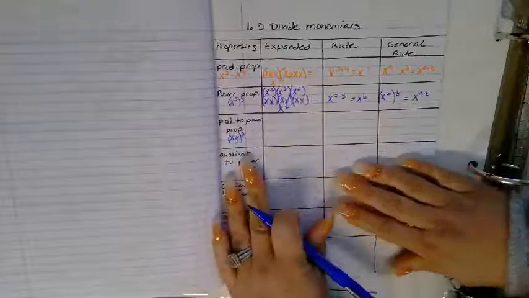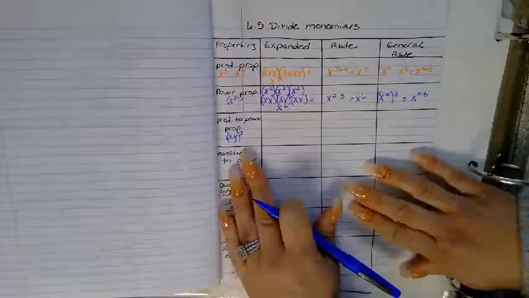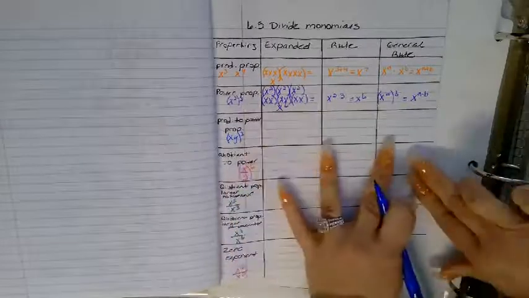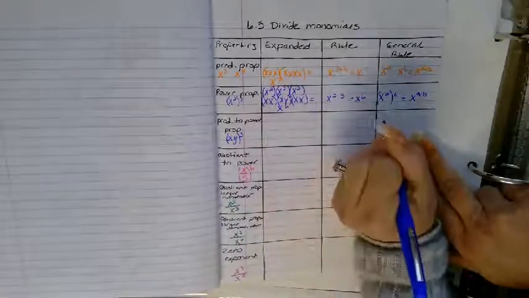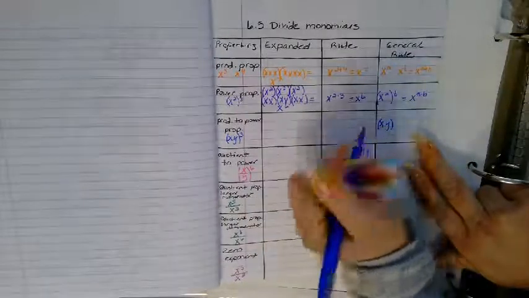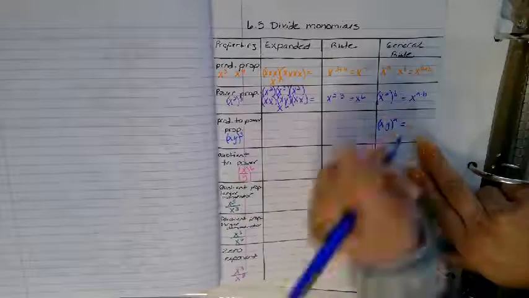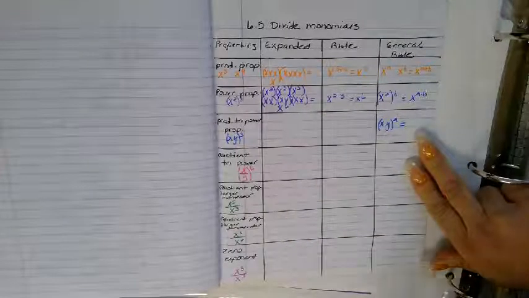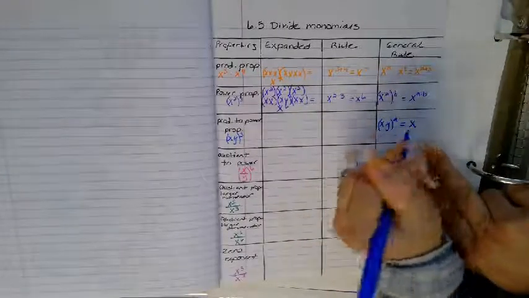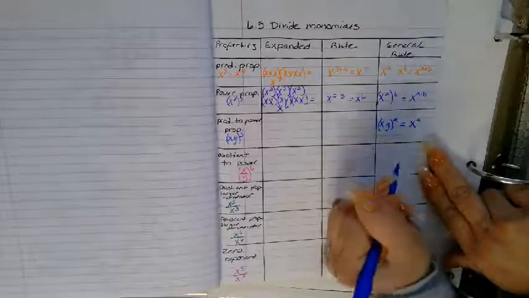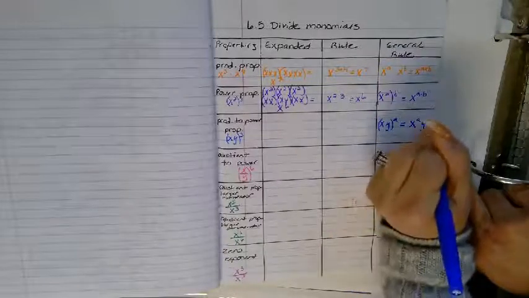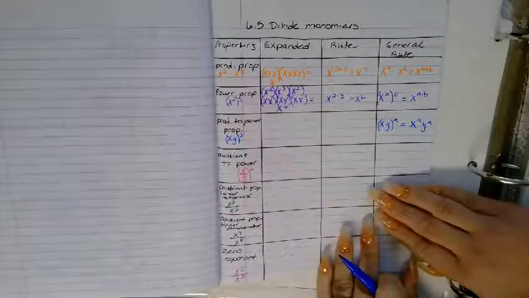All right, so let's look at the product to power property. Let's look at our general rule. We have xy raised to the a, sorry, that's an a. So then we would just distribute that a through there, so we'd have x to the a, y to the a. So that's our general rule.